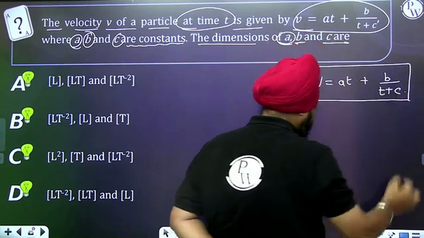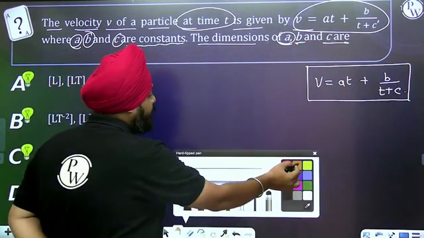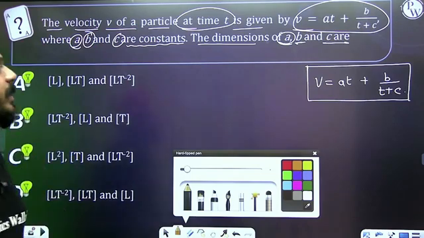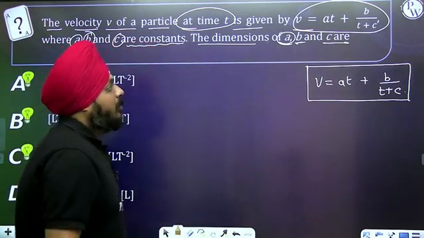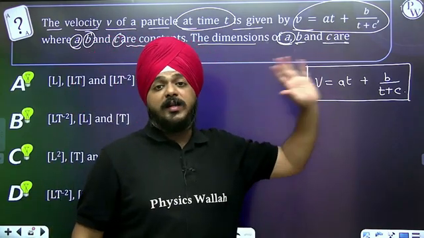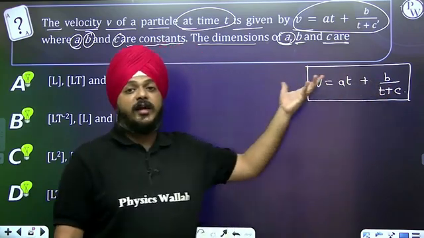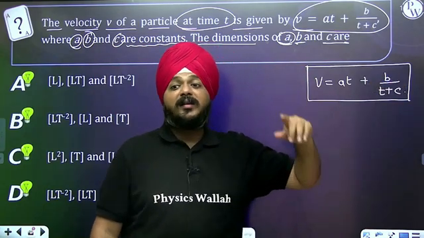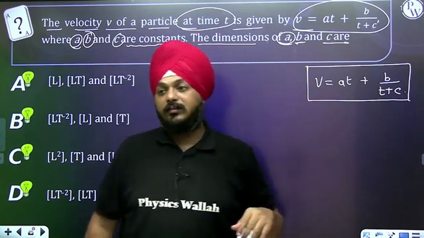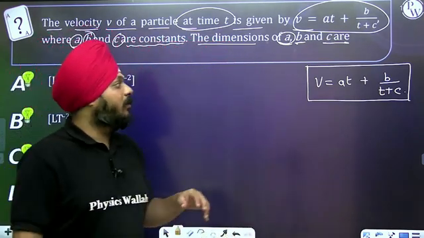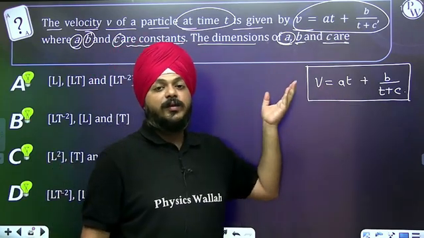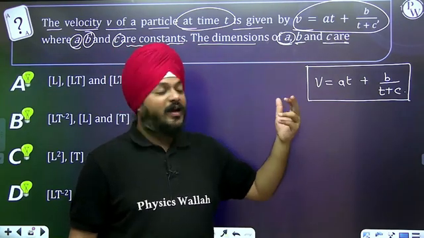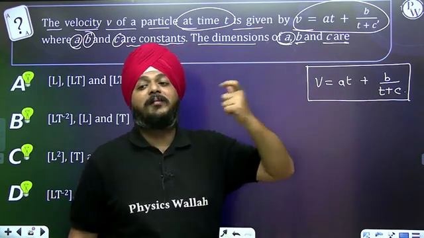This is the mathematical expression given, right? V is equal to At plus B by t plus C. Actually, it is C, not C dash. It states it is not violating the principle of homogeneity. It means the dimensions on the LHS are equivalent to the dimensions on the RHS. But on the right hand side we have more than one mathematical expression.